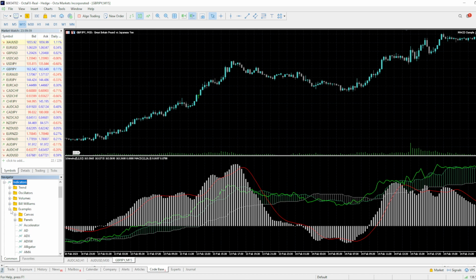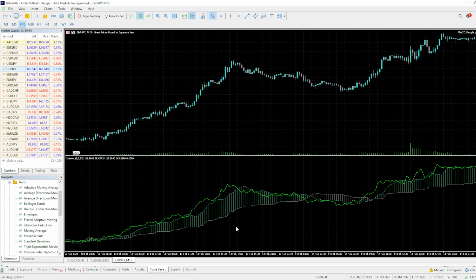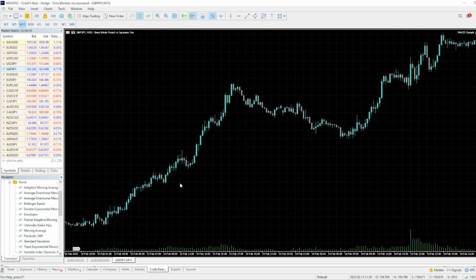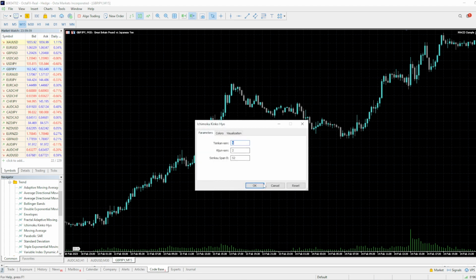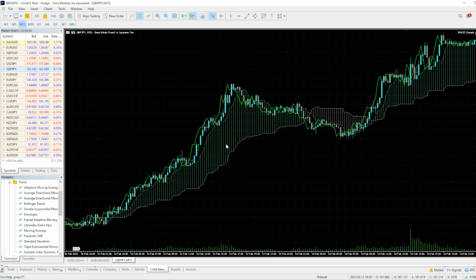But what we have to take, we have to go to the trend first. So in the trending indicators, we have the Ichimoku cloud. What you have to do is I'll just remove this one first. Let me remove this. Okay, there's nothing. So what you have to do is, if you grab your Ichimoku cloud first to the chart, it will appear on your main chart.